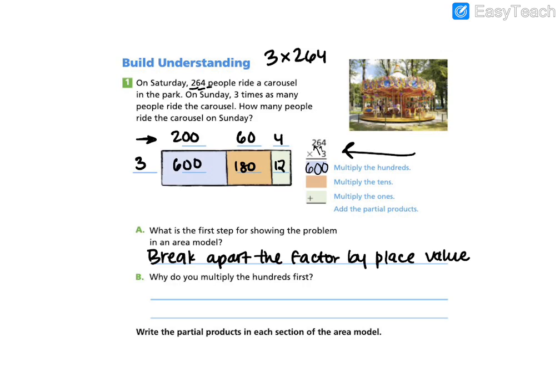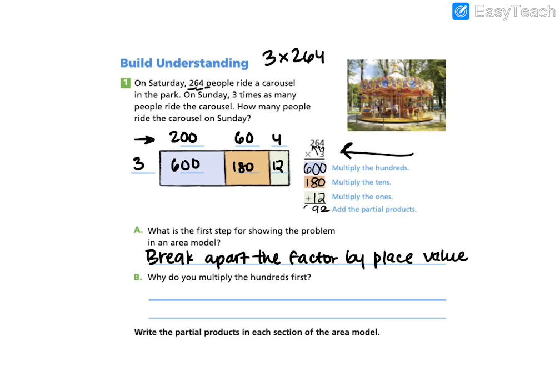Then we go to the tens. 3 times 6 tens is 18 tens, or 180. And 3 times 4 ones is 12 ones. When we add those partial products, we have our answer. Okay, so 792 would be our answer.